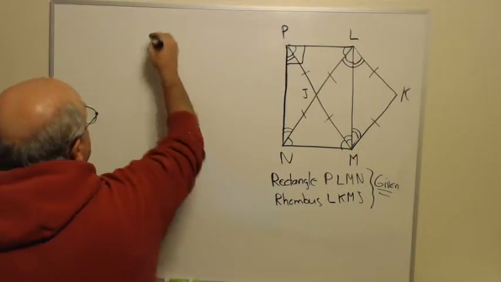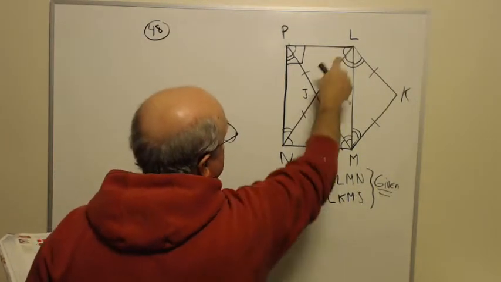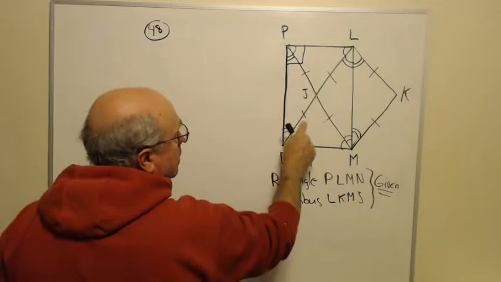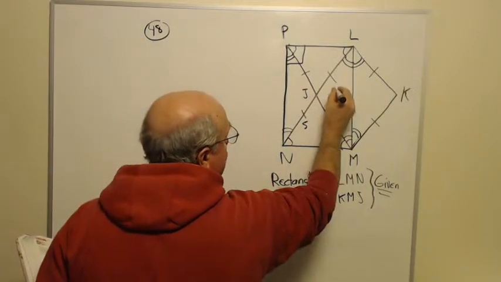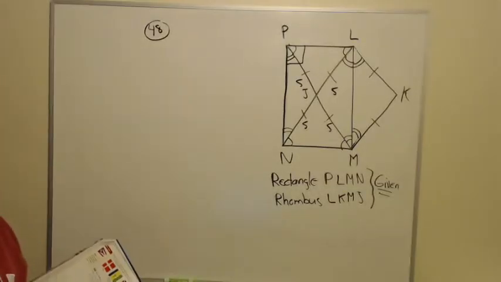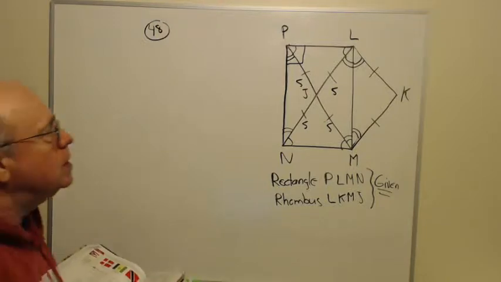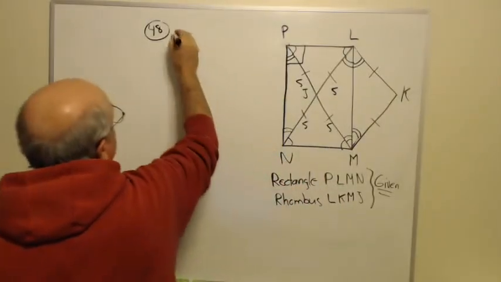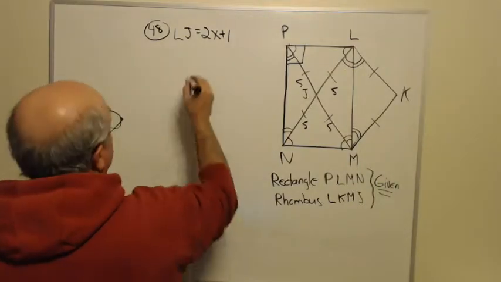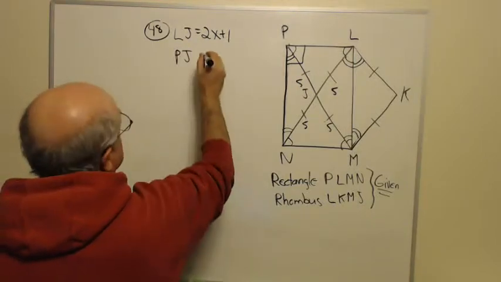48 gives us the length of LN, which is an entire diagonal, is 10. Well, if that entire diagonal is 10 and these two are equal, they must be 5 each, which means that all of those pieces are 5 each. Actually, I could extend it farther, but I don't need that for this particular problem. It also gives us that LJ is 2x plus 1. They give us really more information than we need. They also tell us that PJ is 3x minus 1.